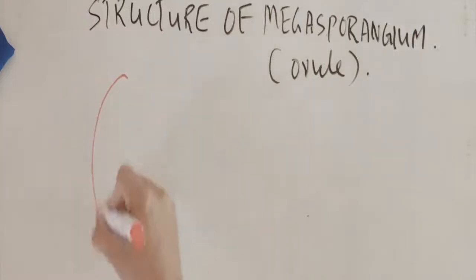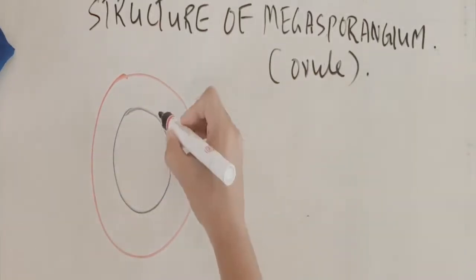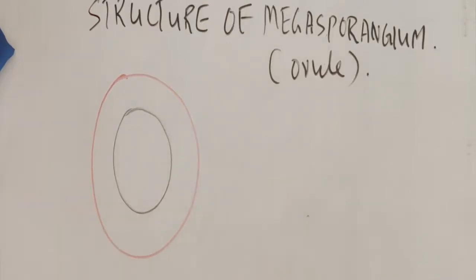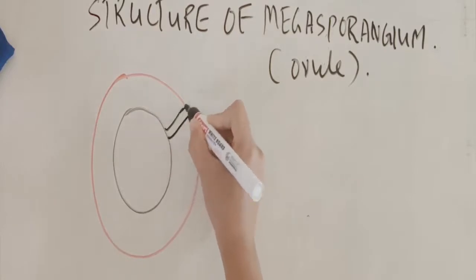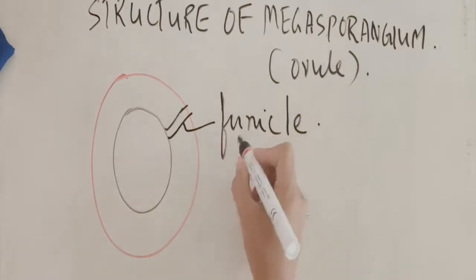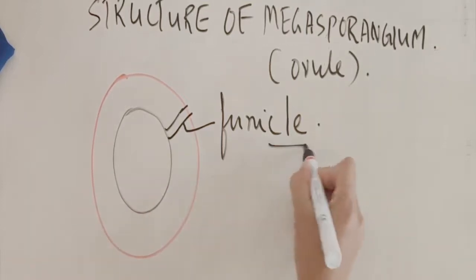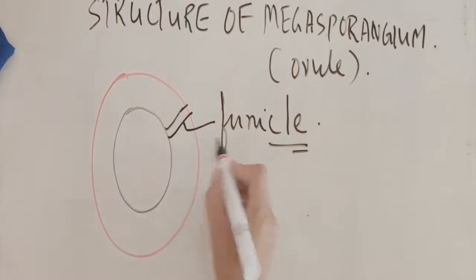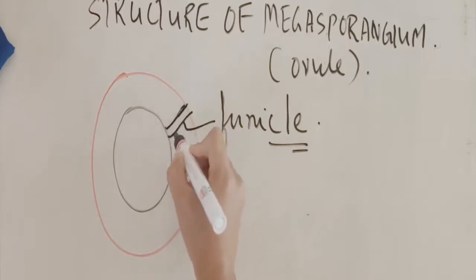Let us draw the ovary with stigma and style. Here is the ovule, and we will study it. The ovule has to attach to the ovary somehow, so there is a connecting part called the funicle. The funicle is the joining part of the ovule and the ovary, and it attaches the ovule to the ovary.